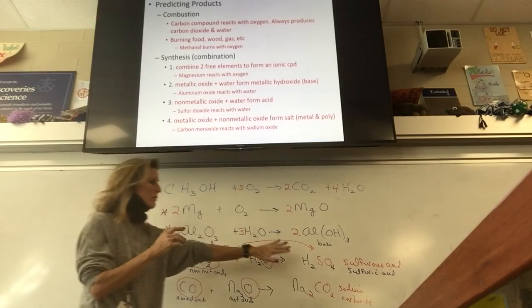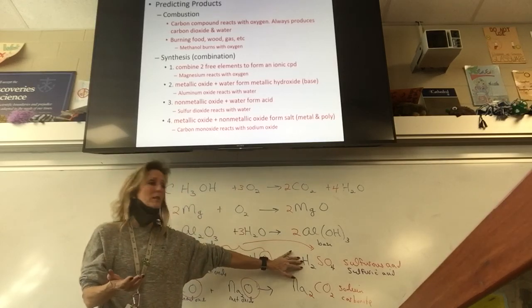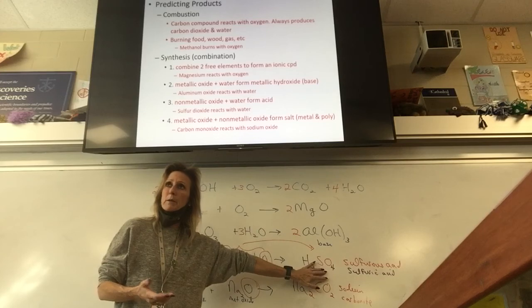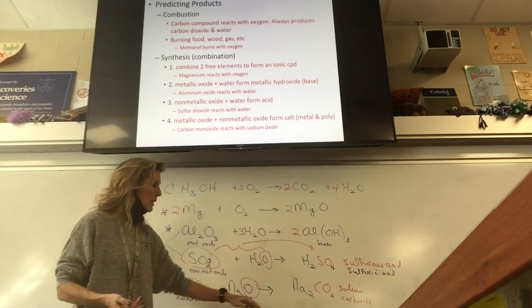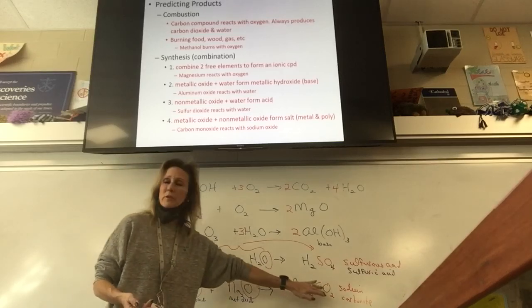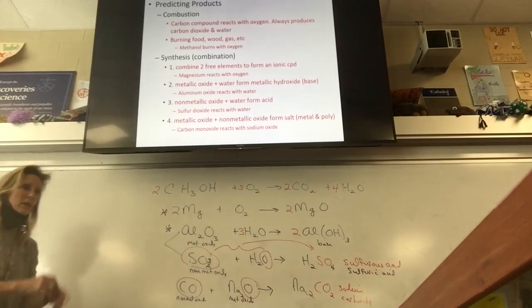But again, make sure with the acids we write the H first, and then the polyatomic, put that in normal polyatomic form, and then with this last one we write the metal first, and then the polyatomic ion.